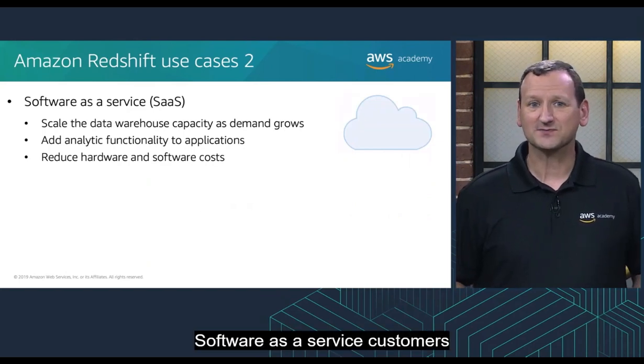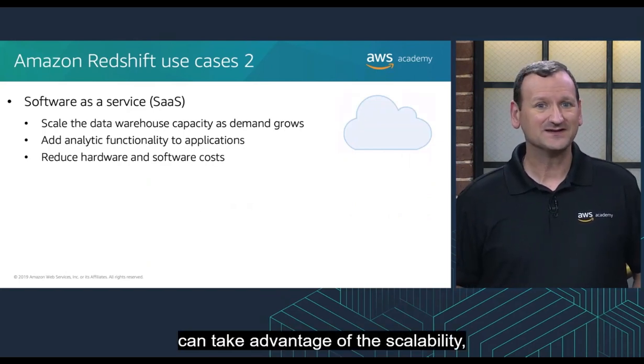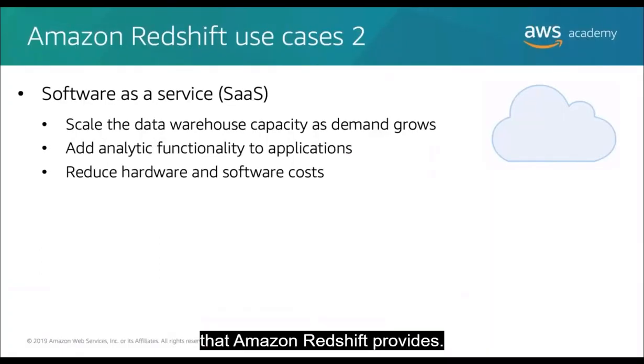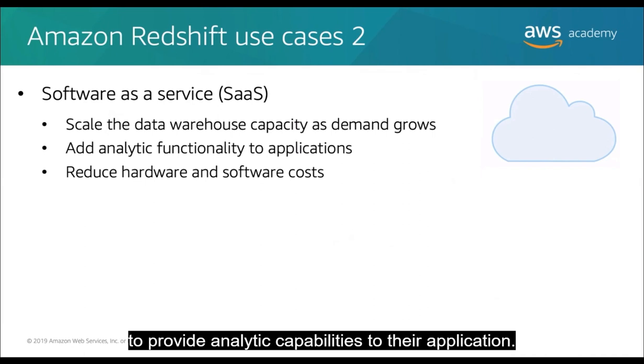Software as a service customers can take advantage of the scalability and easy-to-manage features that Amazon Redshift provides. Some customers use Amazon Redshift to provide analytic capabilities to their application. Some users deploy a cluster per customer and use tagging to simplify and manage their service level agreements and billing.